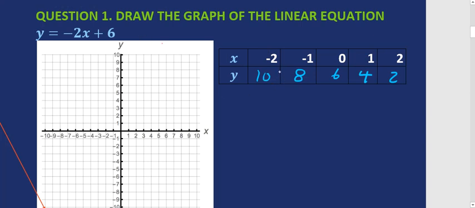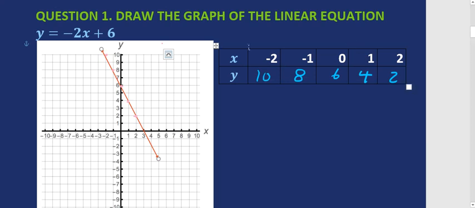coordinates, you can plot them on the Cartesian plane. -2 and 10 is this point over here. -1 and 8 is this point over here. 0 and 6, 1 and 4, 2 and 2, and of course, once you have determined all those coordinates, you can draw a line through them. So you draw a straight line through all those points, and that's the one way to work out your linear graph.